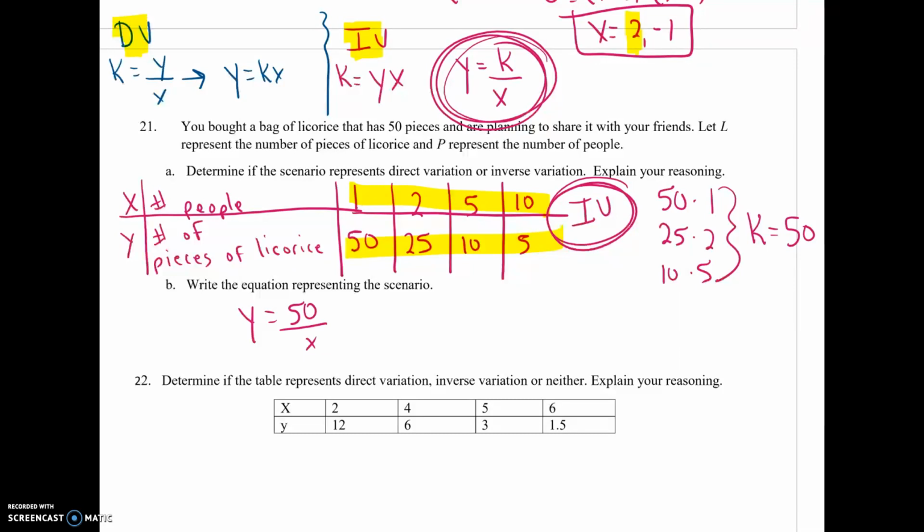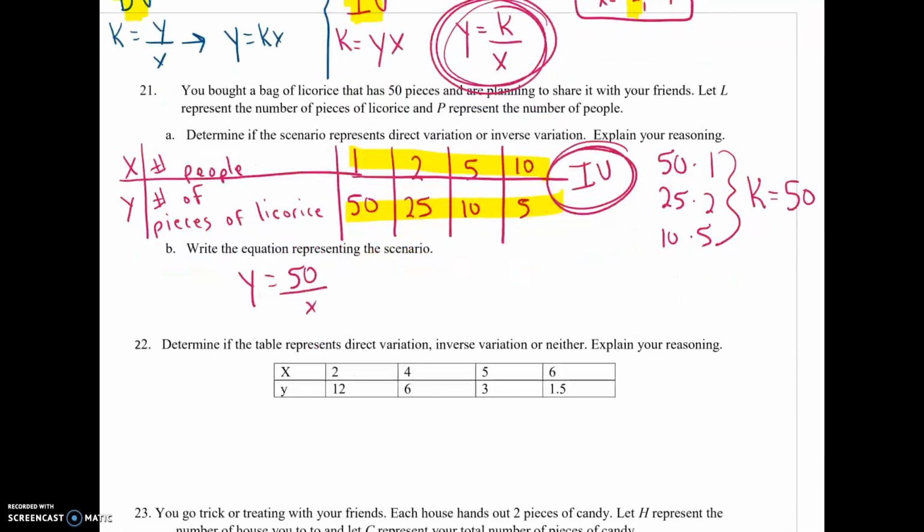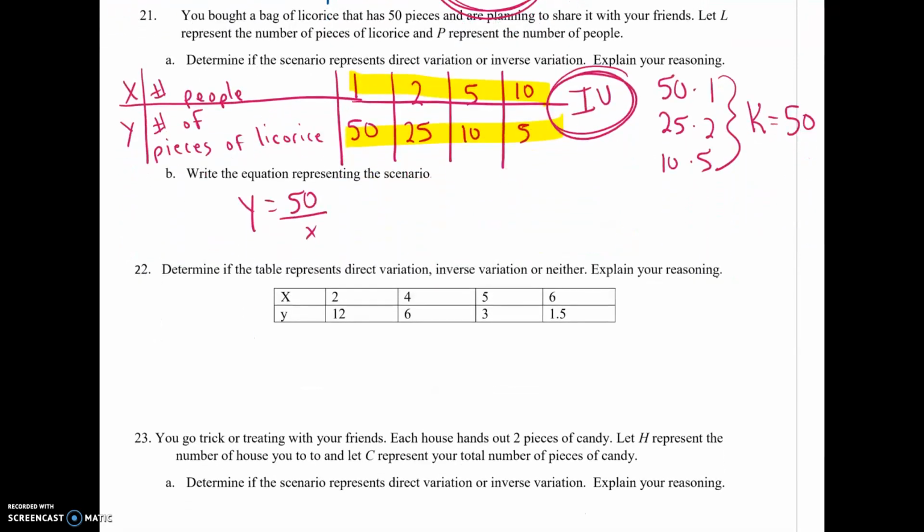I'll do 22, and then I'm going to leave 23 up to you. Determine if the table represents direct, inverse, or possibly neither. What I want to first notice is, as x is getting bigger, my y's are getting smaller. So my first guess is yes, it's inverse variation. To verify that, I'm going to check to see if the constant is a product of y and x. When I multiply these, I get 24, and I multiply this, and I get 24, and then I multiply this, and all of a sudden I get 15.